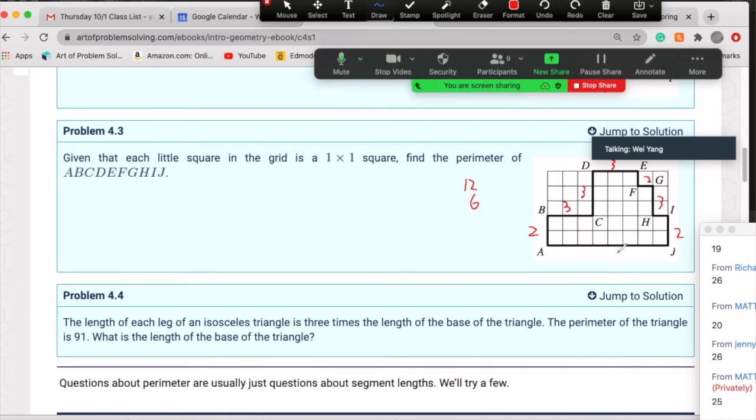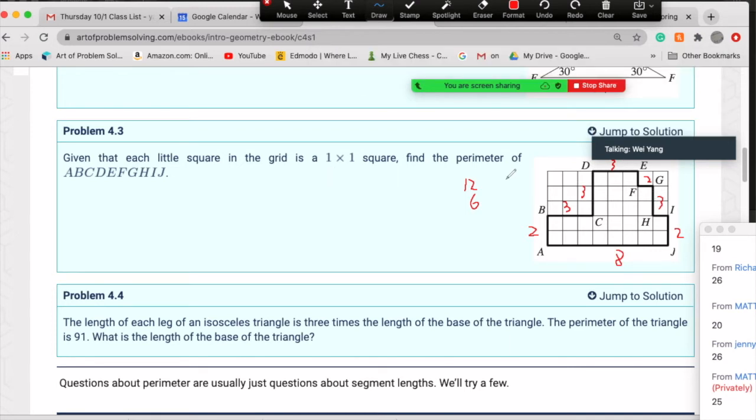Then you can count this together. 1, 2, 3, 4. 4 threes, that equals 12. Then 3 twos, that's 6. Add together, that's 18, right? 18 plus this 8, you got 26. So definitely this one's the correct answer, right? But this one takes time. If I make this one bigger, maybe it's very easy to make a mistake when you count each side.